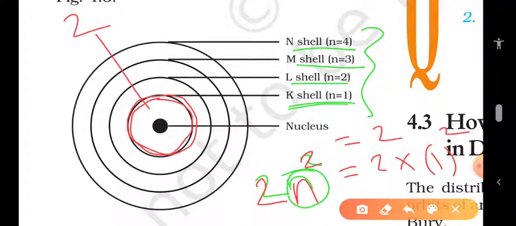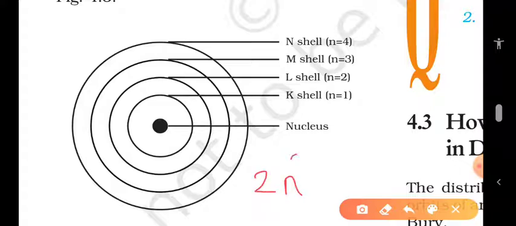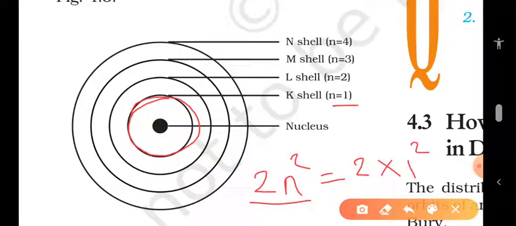Are you getting? Once again I repeat. To calculate the number of electrons at each and every shell, the formula is 2n square. Now if we need to calculate the number of electrons at K shell, we have to use this formula. And what is the n value for K shell? It is 1. So substitute 1 in this formula. 2 into 1 square. What is the answer? 2. So 2 electrons are there at K shell.